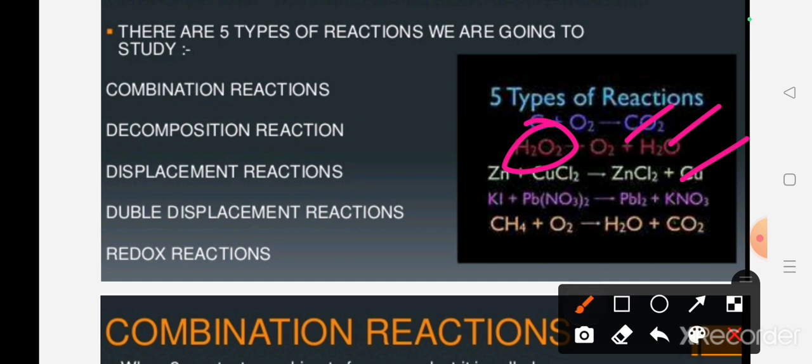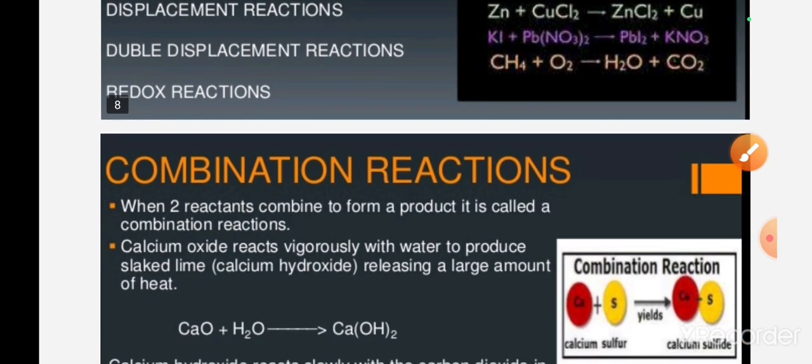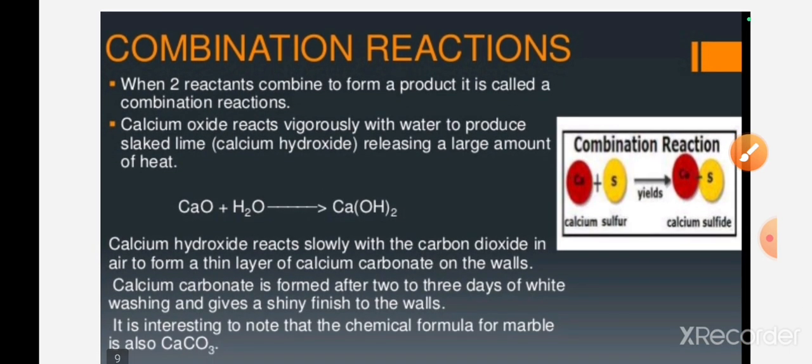For example here, methane is oxidized because it turns into carbon dioxide, and the oxygen loses its oxygens, so it is reduced. Then we have to see these reactions one by one. What is the definition and example for each?